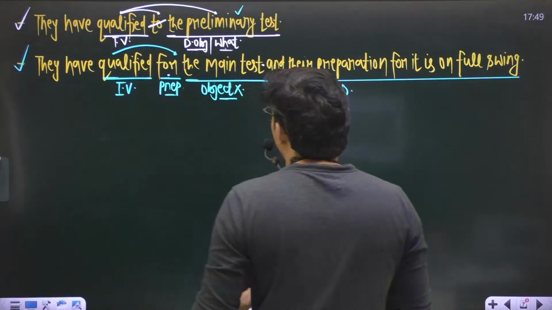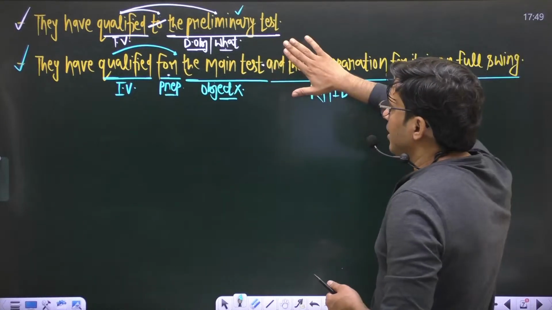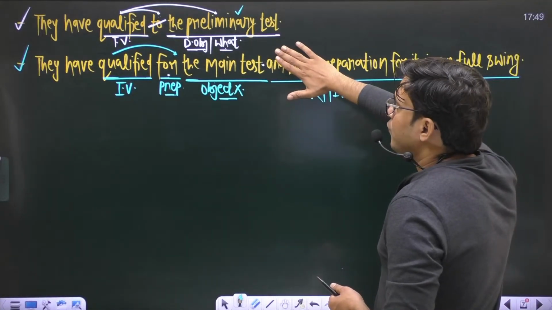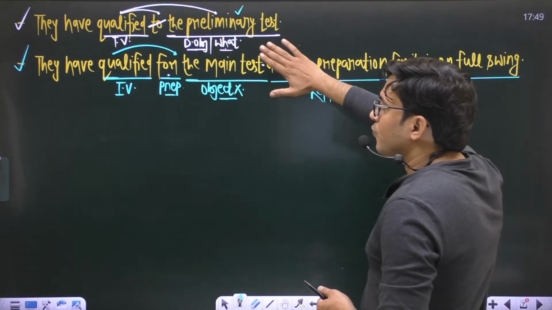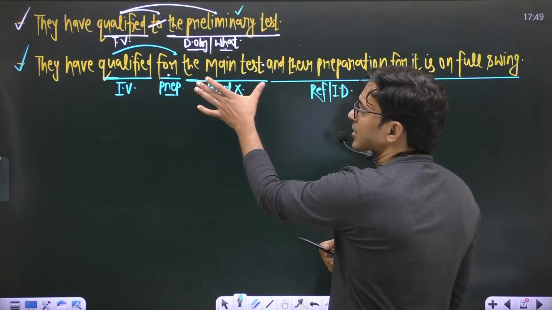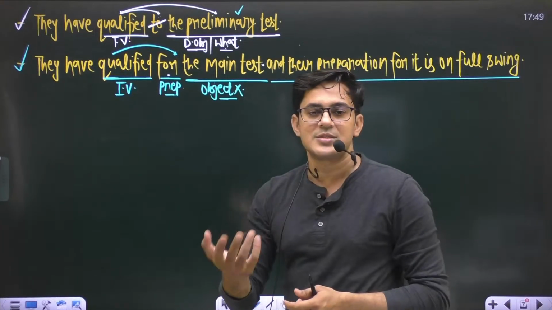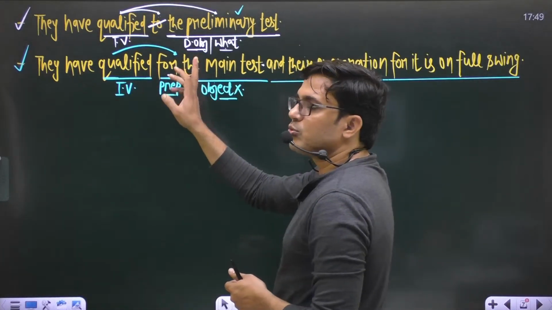But if I just keep this sentence till main test, if I speak like, they have qualified for the main test, now we don't have any reference or identity. Now this word can be considered as an object. Again this verb will become transitive, and we have to drop the preposition for.